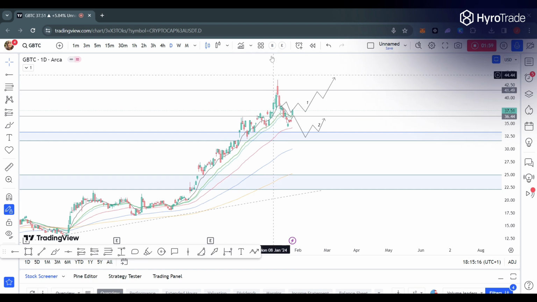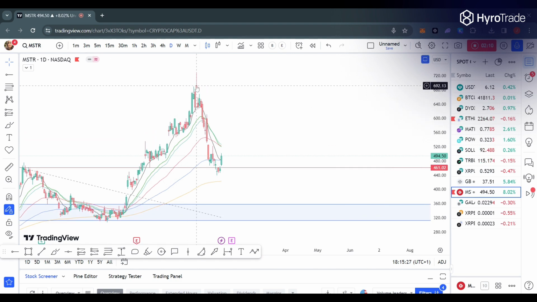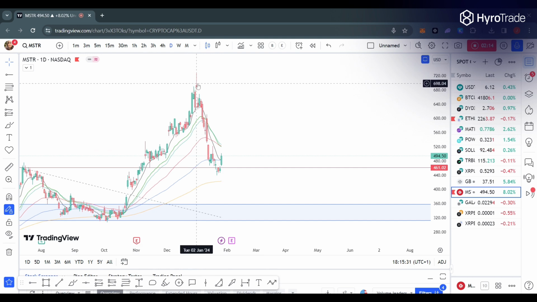sorry, no, something is wrong with the chart. Here it was on 10th of January. It showed this red candle, and here, when was it? Here it was 2nd of January, sorry. So MicroStrategy already was dumping from 2nd of January.